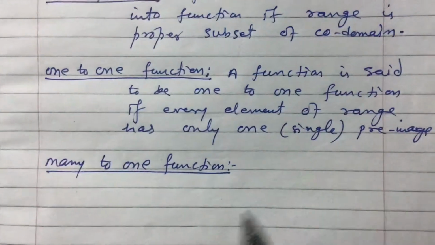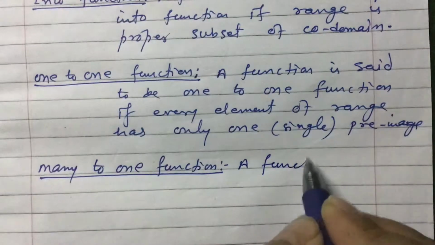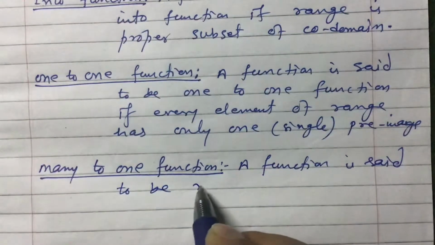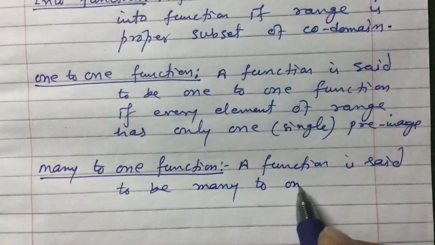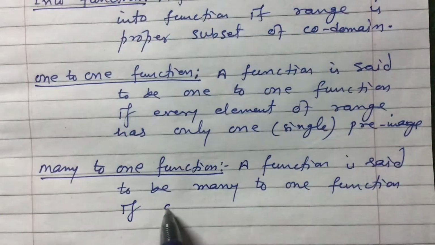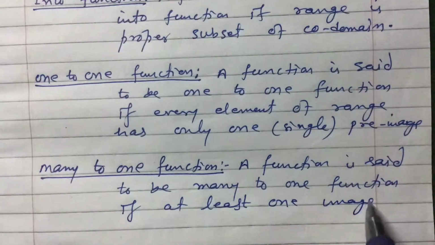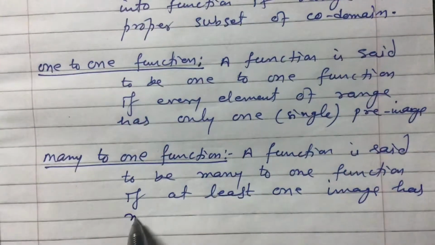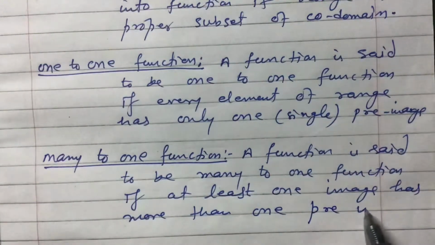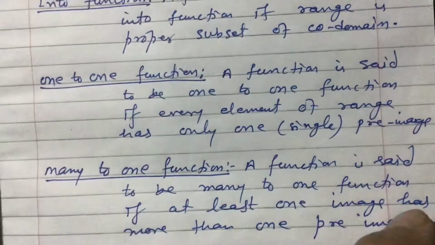So we can define like this. A function is said to be many-to-one function if at least one image has more than one pre-image. Okay, in this way we can define many-to-one function also.